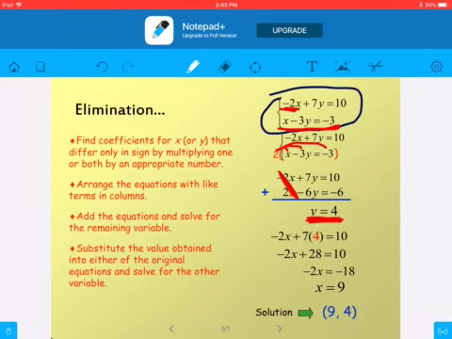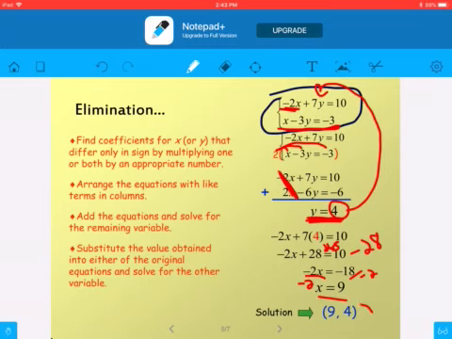Now you can take what y equals and plug it into one of your equations for y, which I just did the first one. So I have negative 2x plus 7 times 4 equals 10. So now I have negative 2x plus 28 equals 10. Subtract 28. So, ooh, that was really ugly. So I get negative 2x equals negative 18. Divide both sides by negative 2. So we get that x equals 9. So our solution is 9, 4.